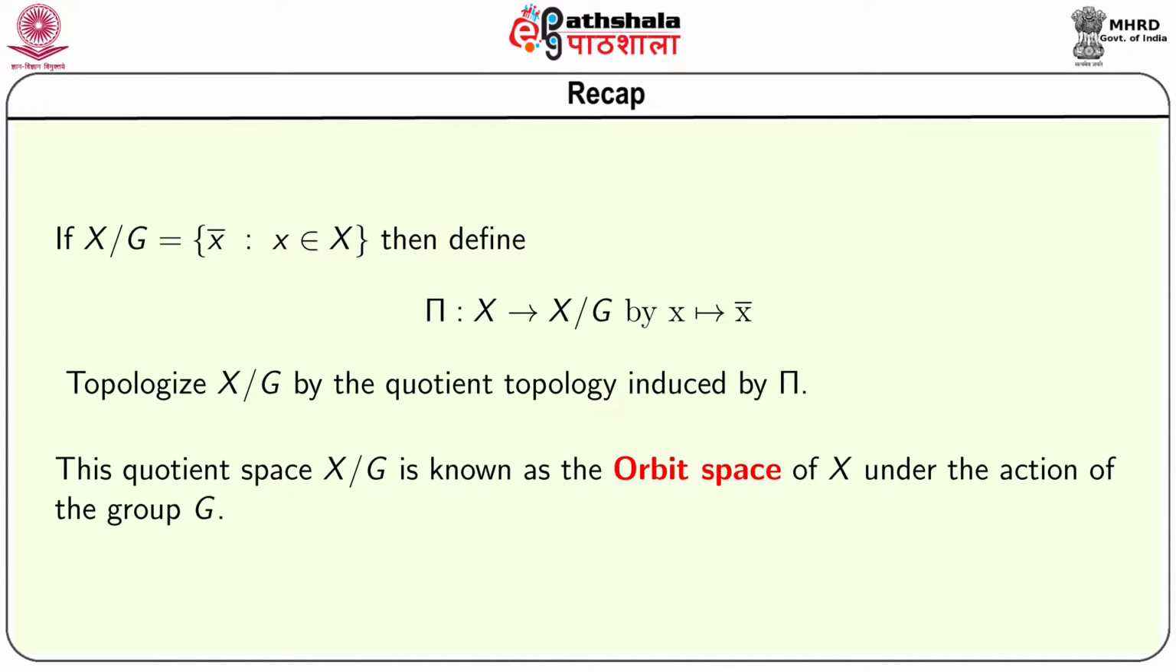We collect all the orbits in a set X by G and define a map pi from X to X by G by x goes to the orbit of x. This X by G is topologized by means of the quotient topology induced by the function pi. X by G is called the orbit space of X under the action of the given group G.